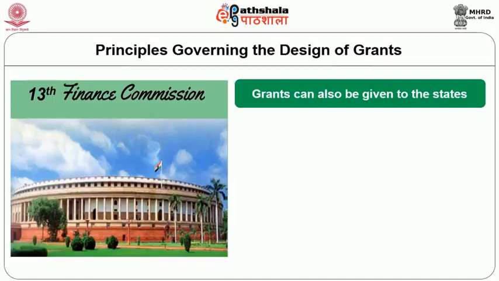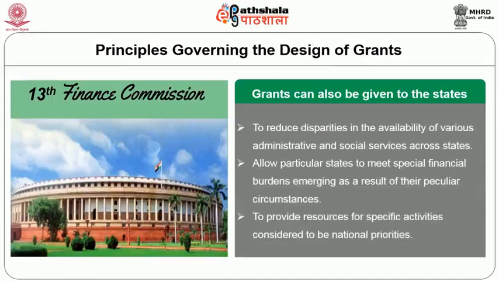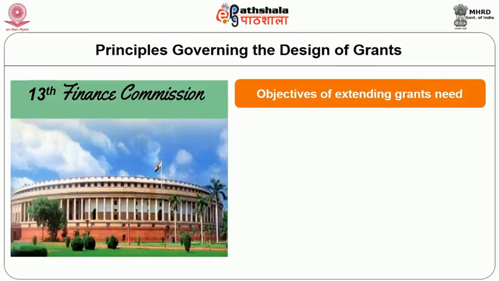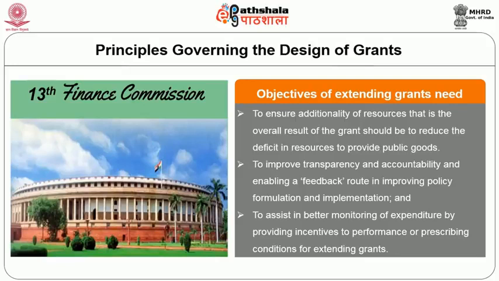The 13th Finance Commission has observed that grants can also be given to the states to reduce disparities in the availability of various administrative and social services across states. Number 2, allow particular states to meet special financial burdens emerging as a result of their peculiar circumstances. And third, to provide resources for specific activities considered to be national priorities. It also states that the objectives of extending grants need to be: number 1, to ensure additionality of resources, that is, the overall result of the grant should be to reduce the deficit in resources to provide public goods. Number 2, to improve transparency and accountability and enable a feedback route in improving policy formulation and implementation. Number 3, to assist in better monitoring of expenditure by providing incentives to performance or prescribing conditions for extending grants.